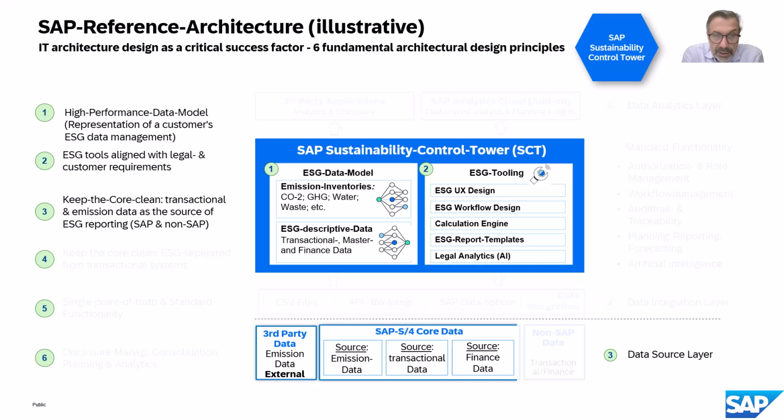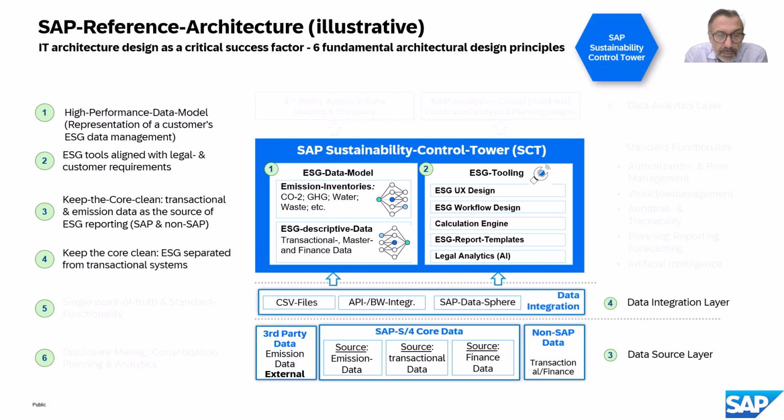And this point is worth mentioning: you have to consider from now on external emission data. This is what I presented, the solution we have for that. And we have also considered that we can work with non-SAP data, because ESG is broader than sometimes the SAP architecture on our customer side. So we've also considered non-SAP data. This brings me to the fourth architectural design principle. Again, keep the core clean.